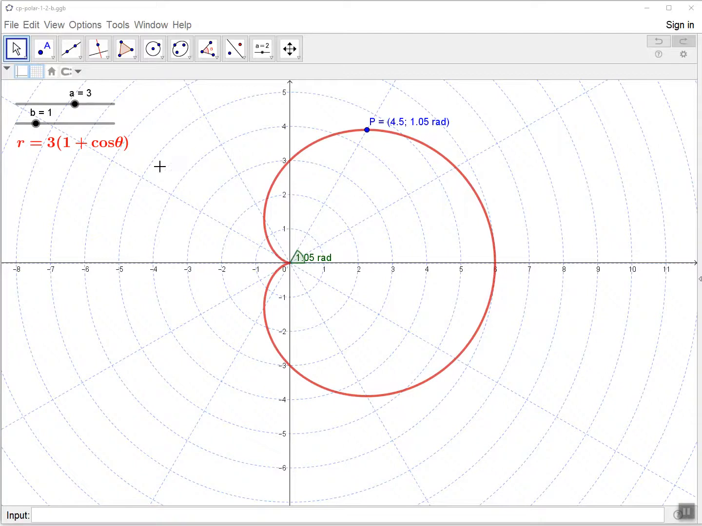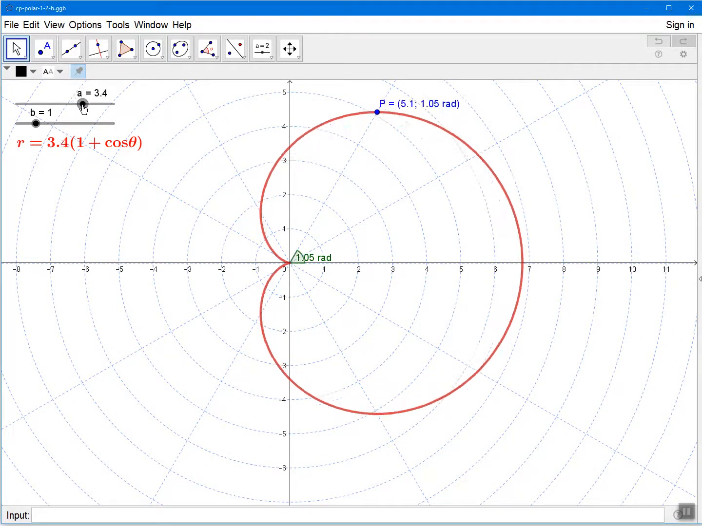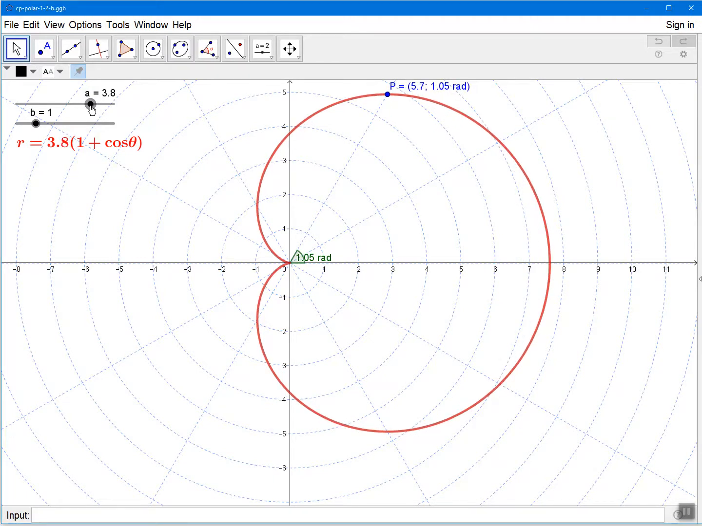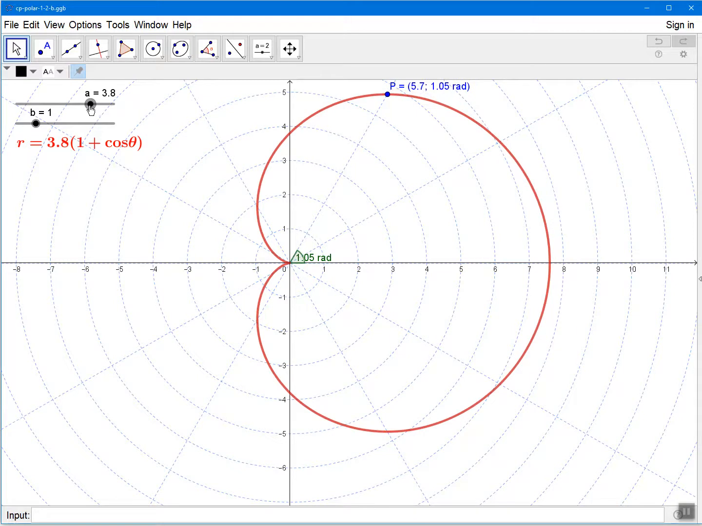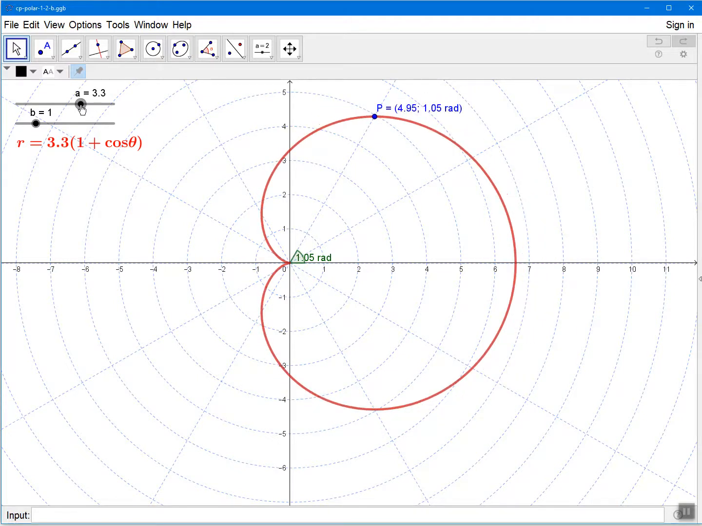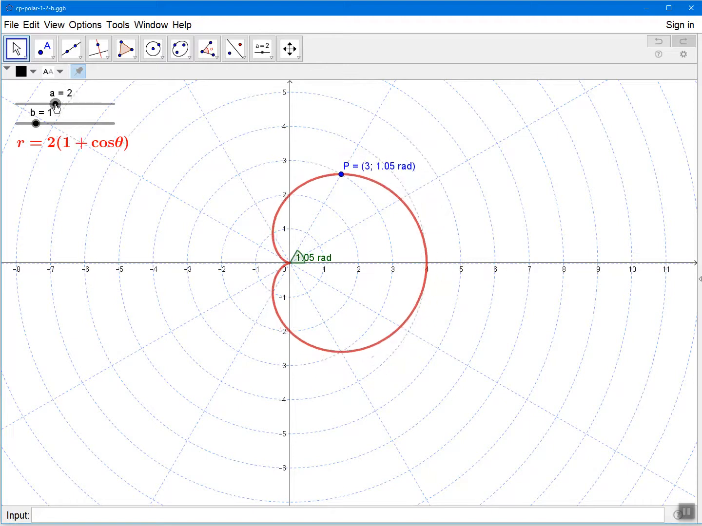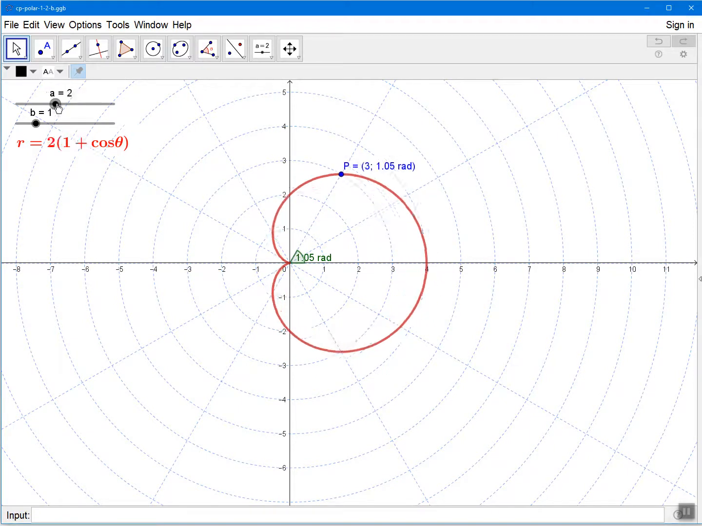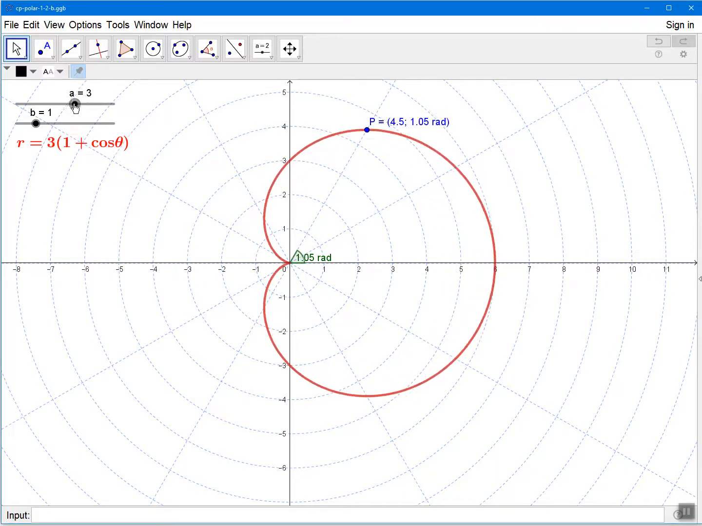What happens as I vary the 3? Well, it just affects the overall size of the curve. Remember that this bracket, 1 plus cos theta, oscillates between 0 and 2. So this just allows the maximum radius to oscillate between 0 and twice that. Let's push that back to 3.